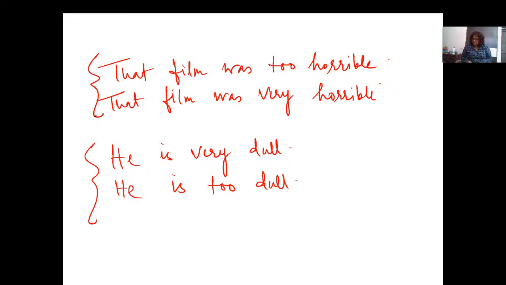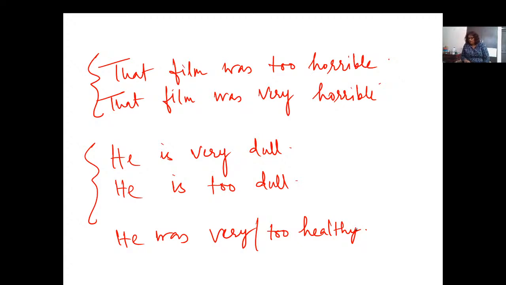First is correct. In the second, he is very dull or he is too dull. Another sentence I want to give. Second is correct. If I write, चलो लिखते हैं, he was very or too healthy. He was too dull is correct. Yes, too dull.